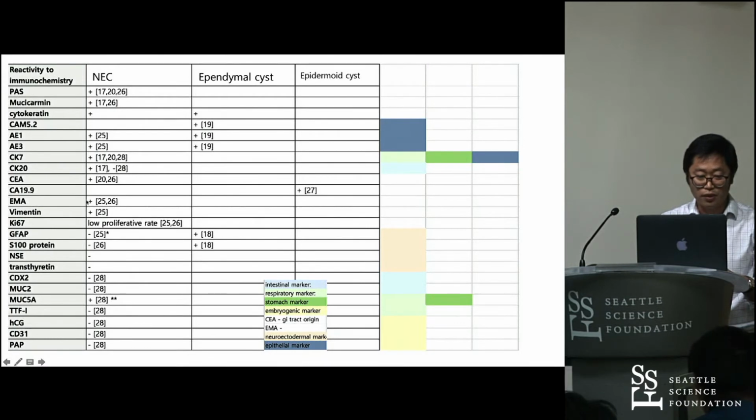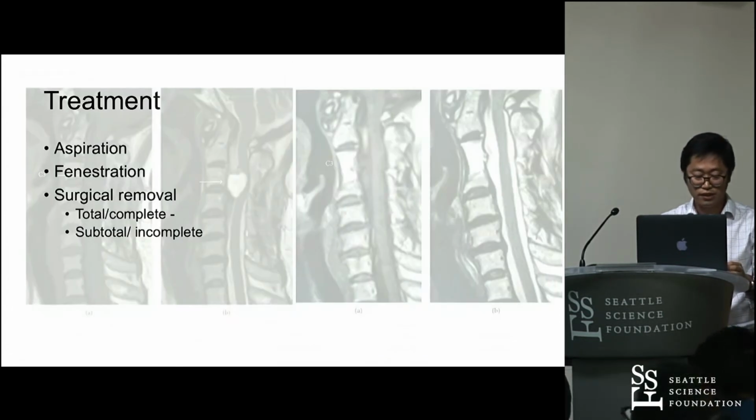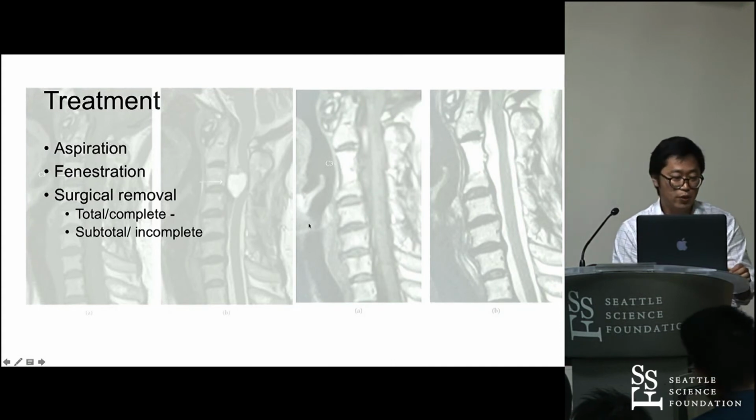Other staining that was positive, which was significant for that one, was EMA as well as CEA, which are more prevalent in the gut mucosa. So that helped in diagnosing a neurenteric cyst, and those are the key markers that they use lately to identify those ones. In terms of the treatment, there exist 3 treatment options.